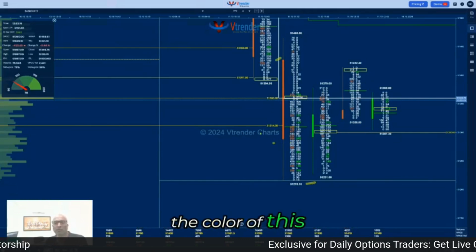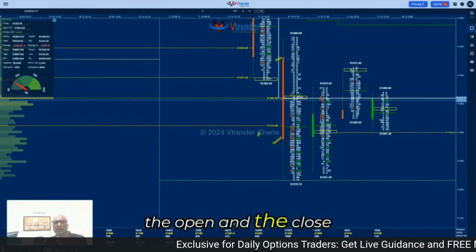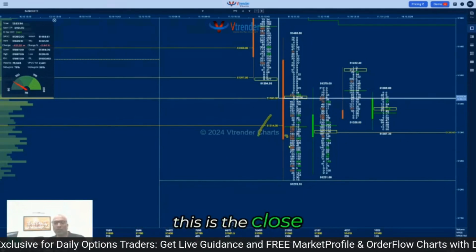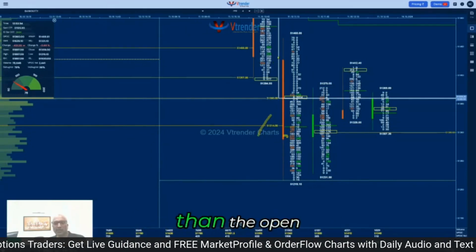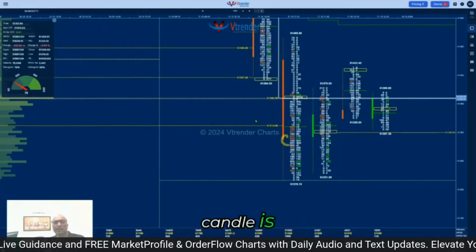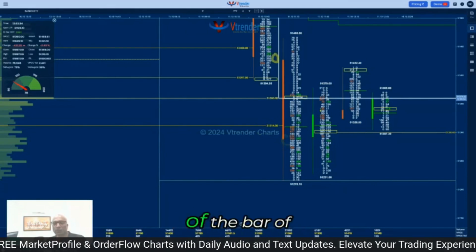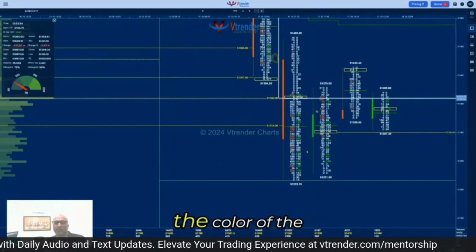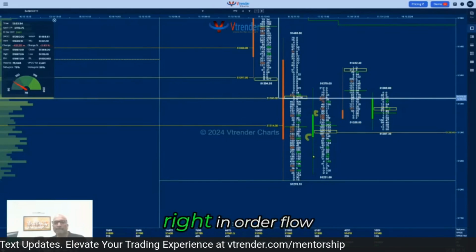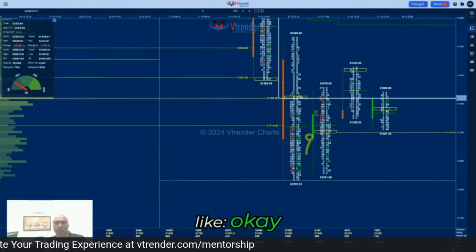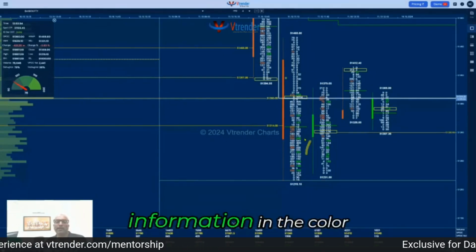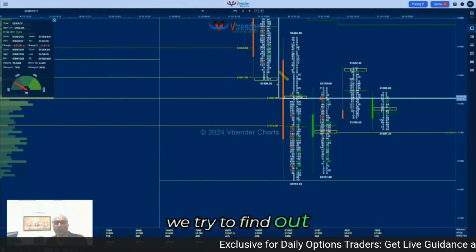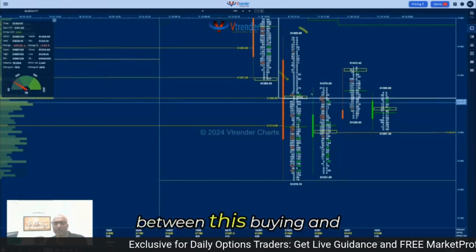Now the color of this candle is dependent on the open and the close. If the close of the bar is lower than the open, the color of the candle is red. If the close of this particular bar is higher than the open, the color of the candle is green. In order flow, we don't pay attention to the information in the color of the candle. We try to find out what has happened between the buying and the selling.